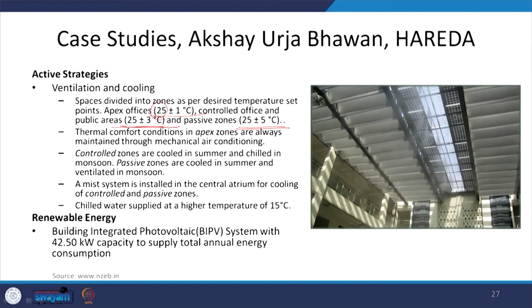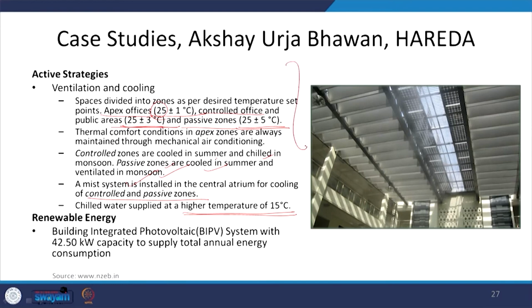And in different zones, which is the apex offices, the controlled offices and the passive zones, they had different strategies. So, in controlled zones, they were cooled in summer and chilled in monsoon. Passive zones were cooled in summer and ventilated in monsoons. In the atrium, a mist system was installed, which would control the cooling of the controlled and passive zones. And the chilled water was supplied at a much higher temperature of 15 degrees, while normally it is supplied at a temperature of around 8 degrees centigrade.